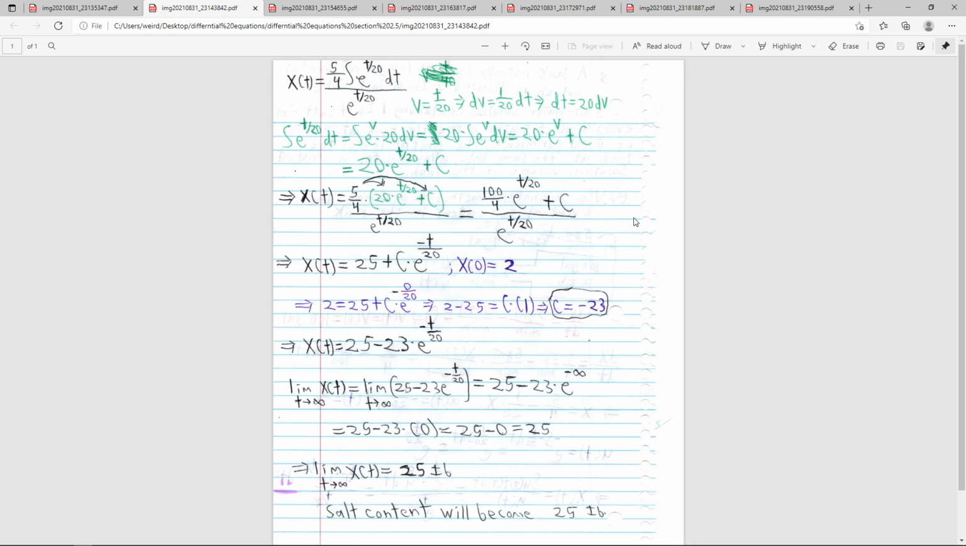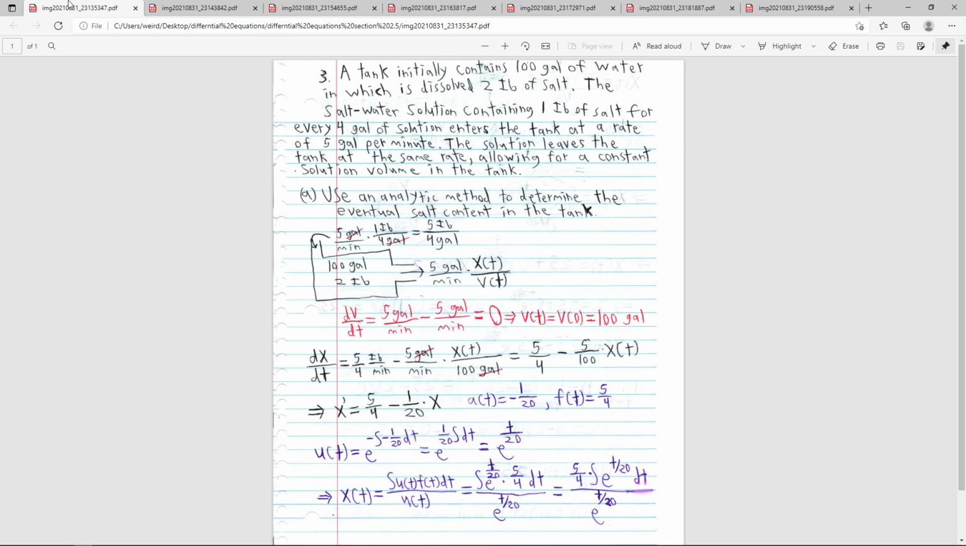Eventually we arrive at x of t equals 25 plus c times e to the negative t over 20. And we now know x of 0 is equal to 2. So 2 equals 25 plus c times e to the 0 power. So it just becomes 2 minus 25 equals c, so c equals negative 23. And that's our formula: x of t equals 25 minus 23 times e to the negative t over 20.